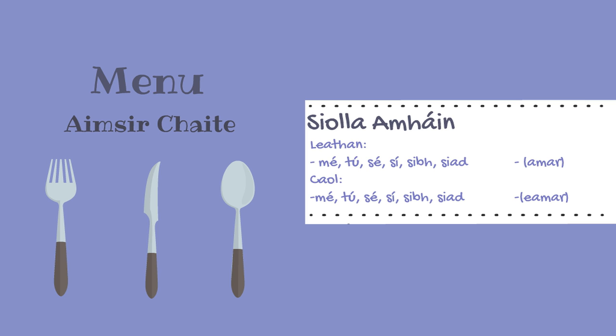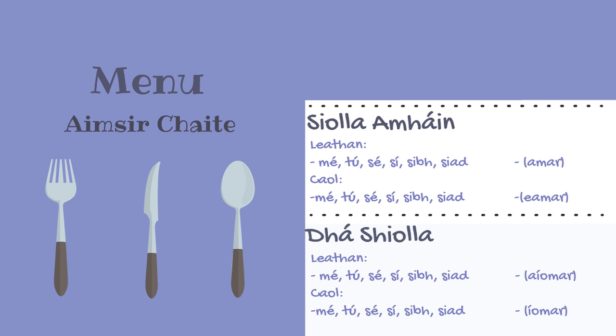For two syllable broad verbs, the ending is -aíomar. Cheannaíomar, we bought. And for two syllable slender verbs, the ending is -íomar. Like bhailíomar, we collected.